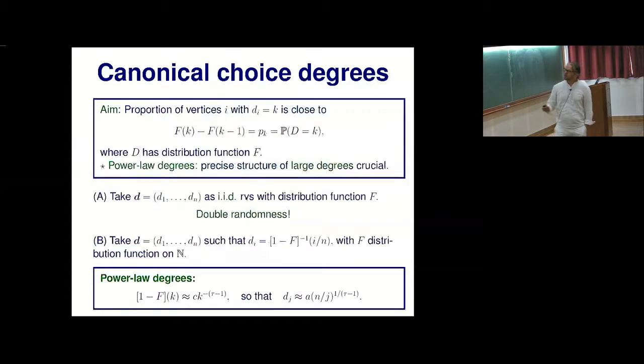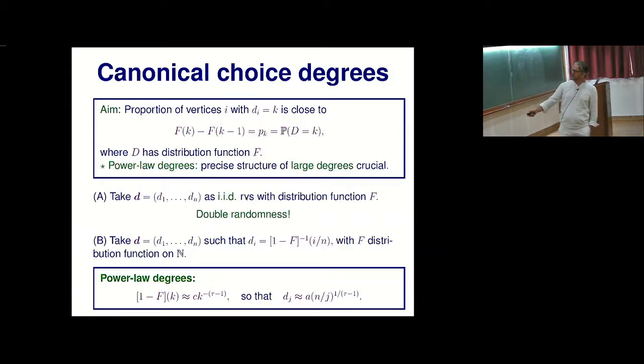All right, another thing that you could do is take some integer value distribution function f and then again take 1 minus f inverse of i over n. And again, this is a finite size approximation of, I mean, if you look at the distribution of 1 minus f inverse of a uniform random variable, this will have precisely distribution function f. So this is a completely deterministic, and in a certain sense, maybe a bit smoother approximation to the distribution function f.